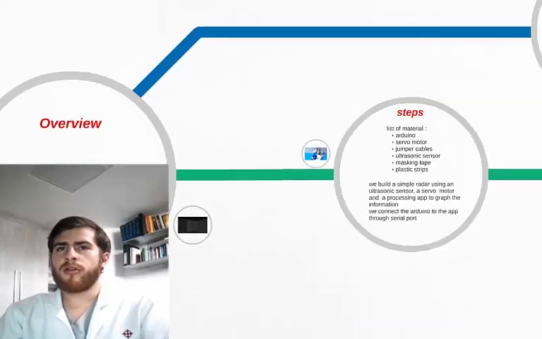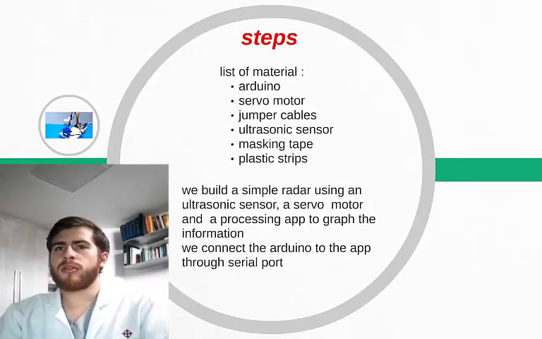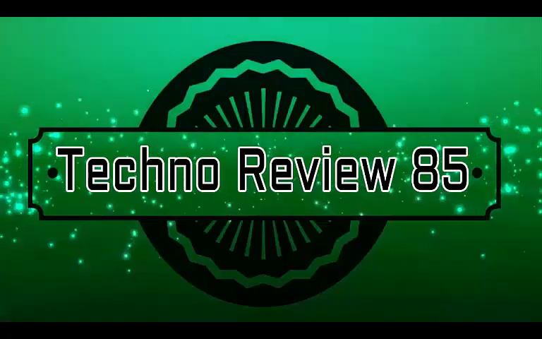Steps: list of materials: Arduino, servo motor, jumper cables, ultrasonic sensor, masking tape, plastic strips. We built a simple radar using an ultrasonic sensor, a servo motor, and a processing app to graph the information. We connect the Arduino to the app with the serial ports.